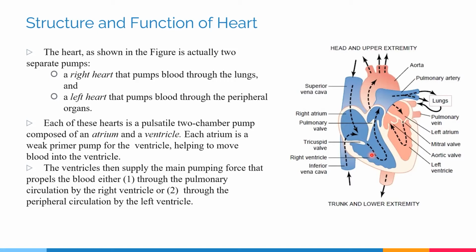The ventricle, as we have said, is the main supply pumping force that propels the blood either through the pulmonary circulation by the right ventricle. Pulmonary means the circulation that goes to the lungs. So the right ventricle is responsible for pulmonary circulation through the pulmonary artery, or through the peripheral circulation by the left ventricle. And the left ventricle is the one that pumps the blood into the body via the aorta.